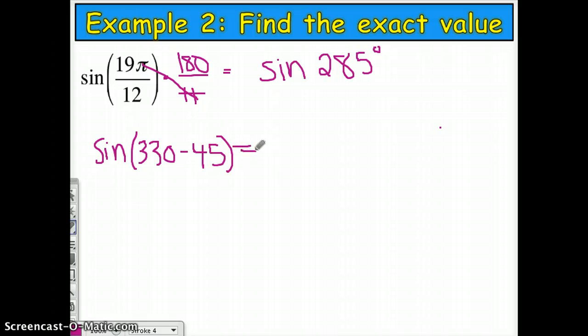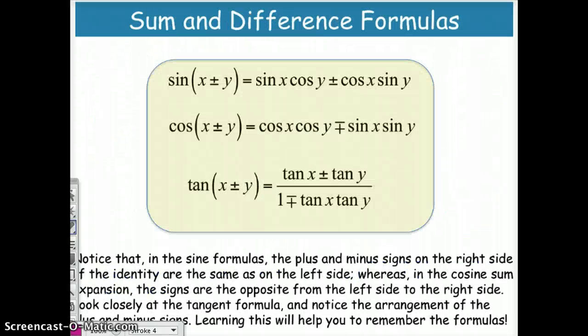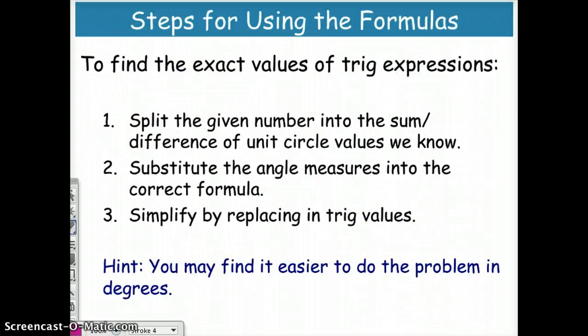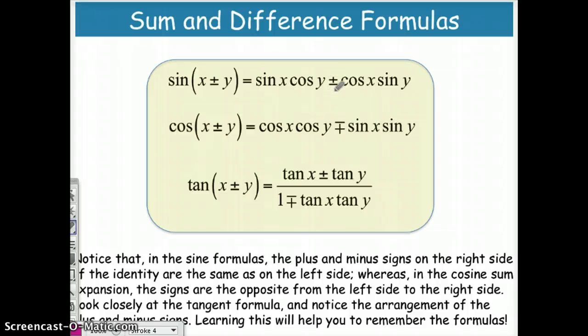Okay, so back to my formula to plug everything in. That would be sine 330 cos 45 minus, because I used a minus here, so I used the same sign here because the symbols are the same and not flipped. So minus cosine 330 sine 45.